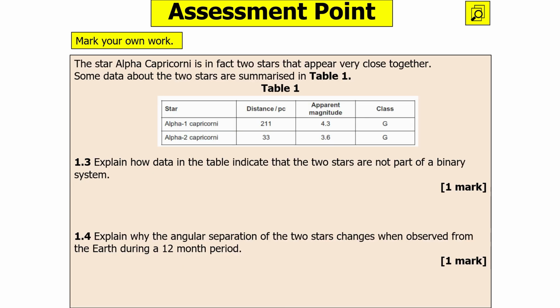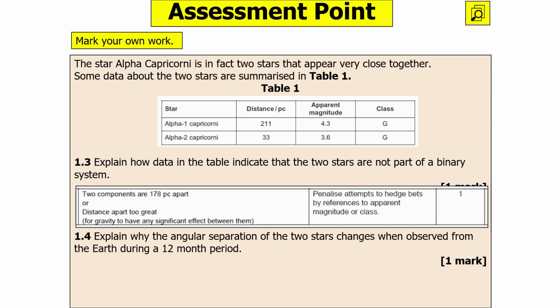Now, they're not part of a binary system because you'll notice they've got a very, very big distance between them. As a result, they're 178 parsecs apart, which is a massive distance. A binary system is when the two stars are co-orbiting each other, and they can't be co-orbiting at such a great distance. So they can't be a binary system.